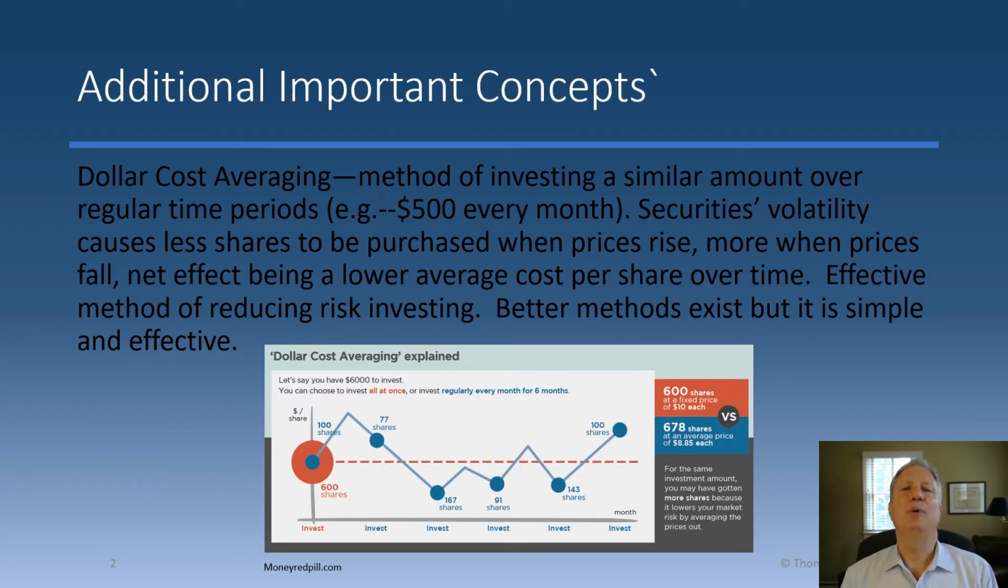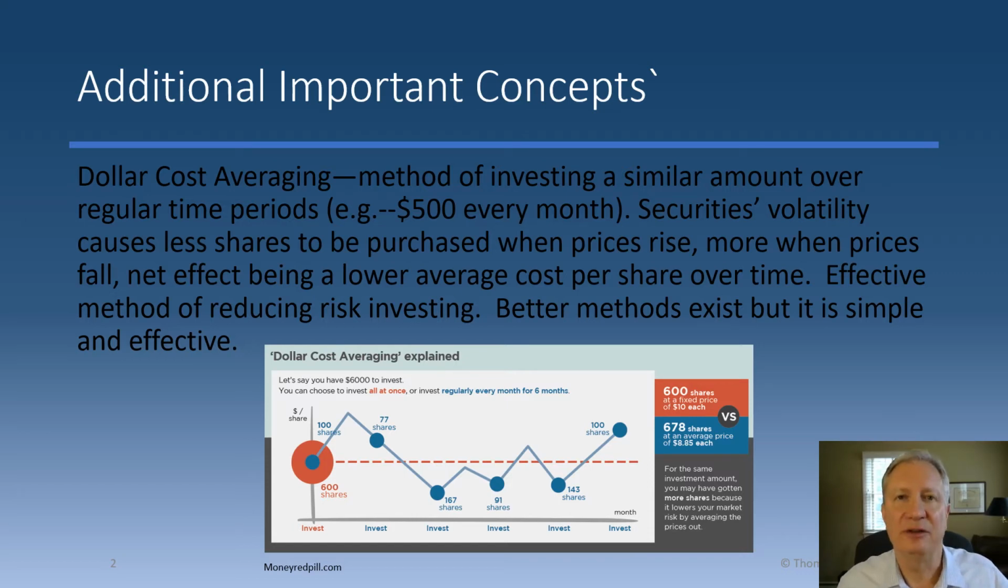Some additional important concepts. Dollar cost averaging is a method of investing a similar amount over regular time periods, say $500 a month. Securities volatility causes fewer shares to be purchased when prices rise and more shares to be purchased when prices fall. The net effect being a lower average cost per share. It's a very effective method of reducing the risk of investing.